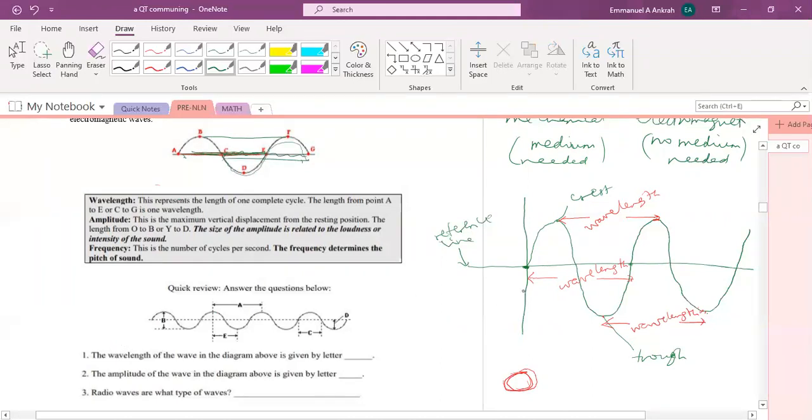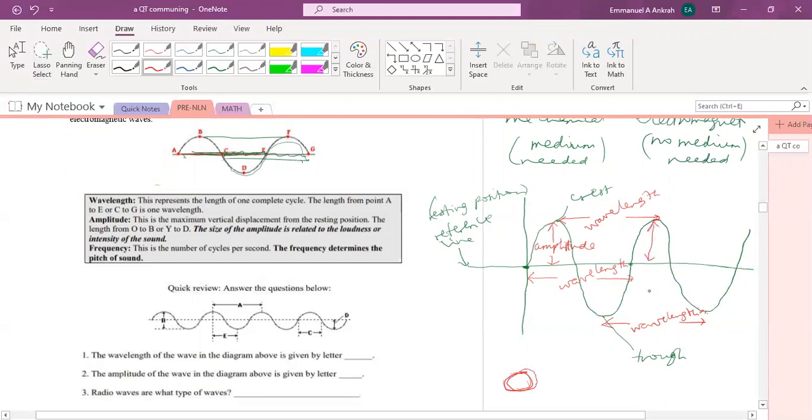Then we have what we call the amplitude. The amplitude is the maximum vertical displacement from the resting position. So the reference line is also known as the resting position. That's the reference line, resting position. So the amplitude is going to be from the reference line to this point here. That's amplitude. So this is also amplitude from here to there.